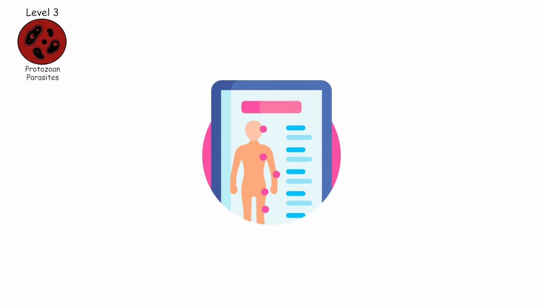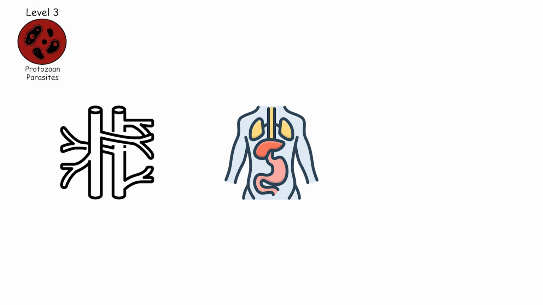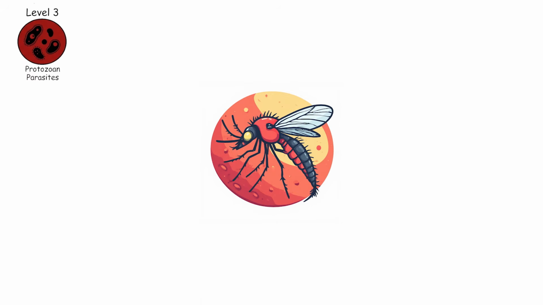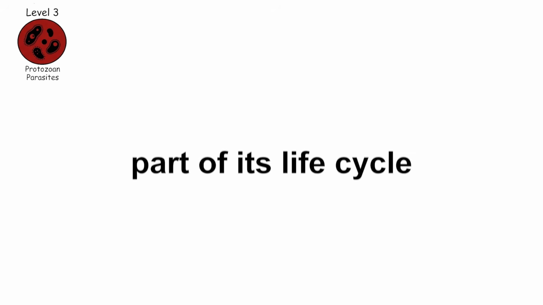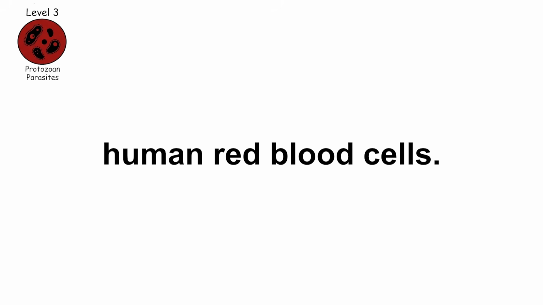Because of their tiny size, protozoan parasites can invade parts of the body that larger parasites cannot easily reach. Many live inside the bloodstream, internal organs, or even inside individual cells of their host. One of the most well-known protozoan parasites is the organism that causes malaria. This parasite lives part of its life cycle inside mosquitoes and another part inside human red blood cells.